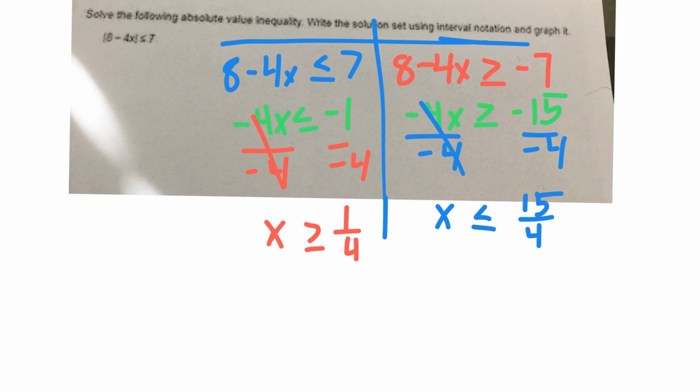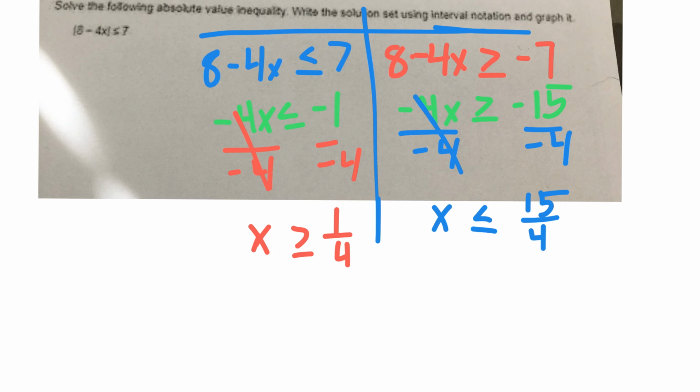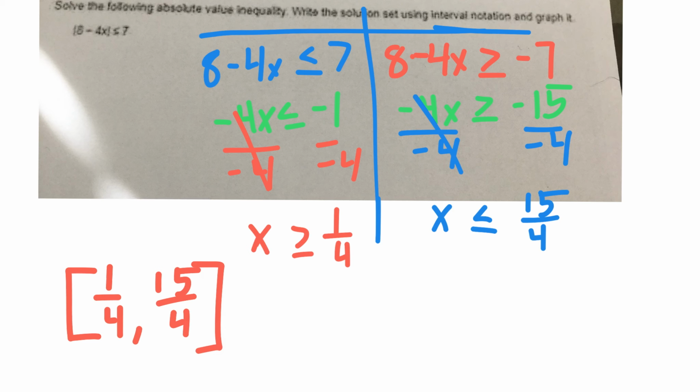Now it tells me to write the solution set using interval notation. So x is bigger than 1/4, but it's less than or equal to 15/4. Interval notation is where we put those braces. The smaller value is 1/4. The larger value is 15/4. And both of those are included.